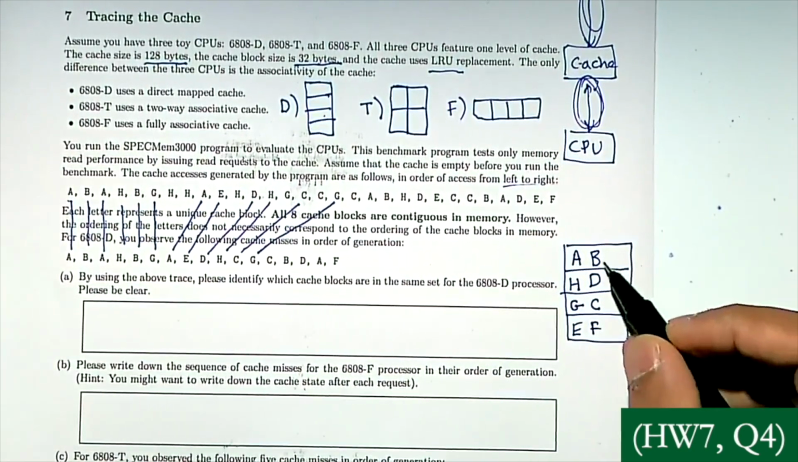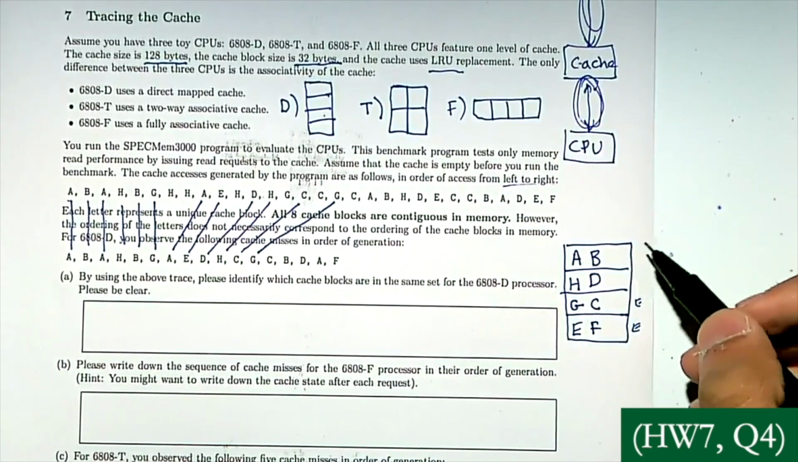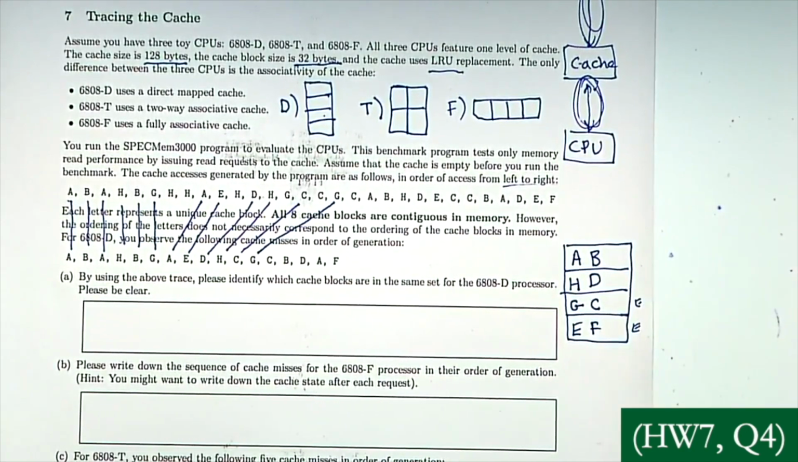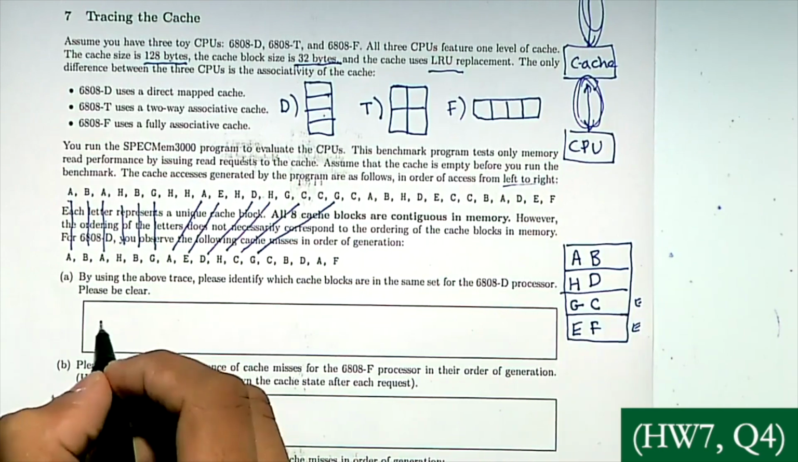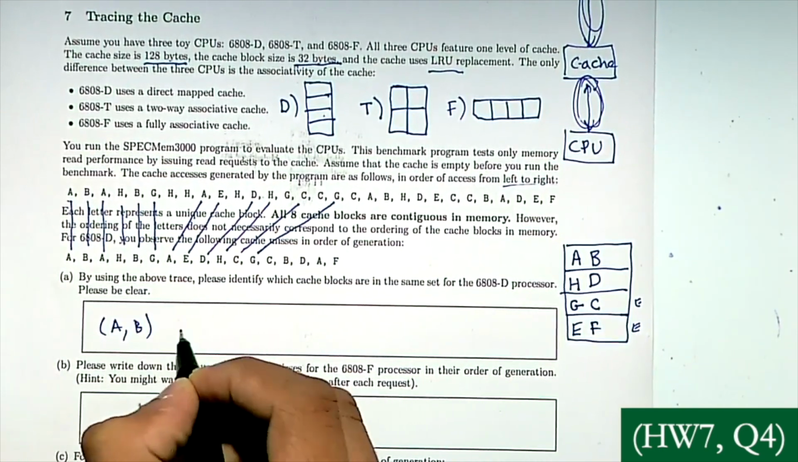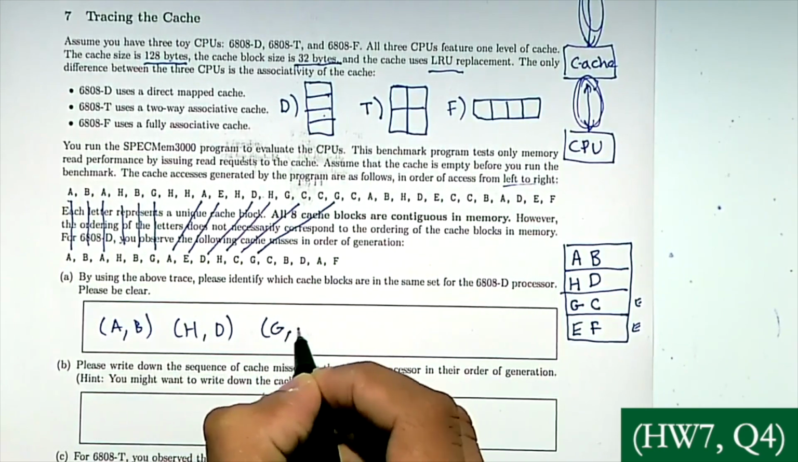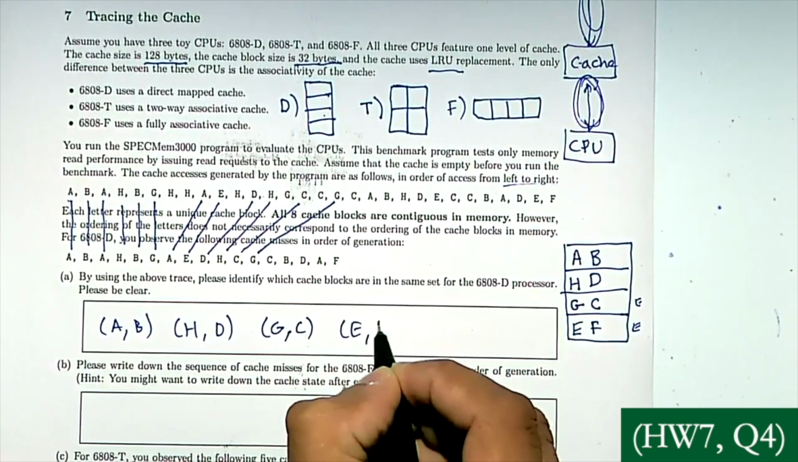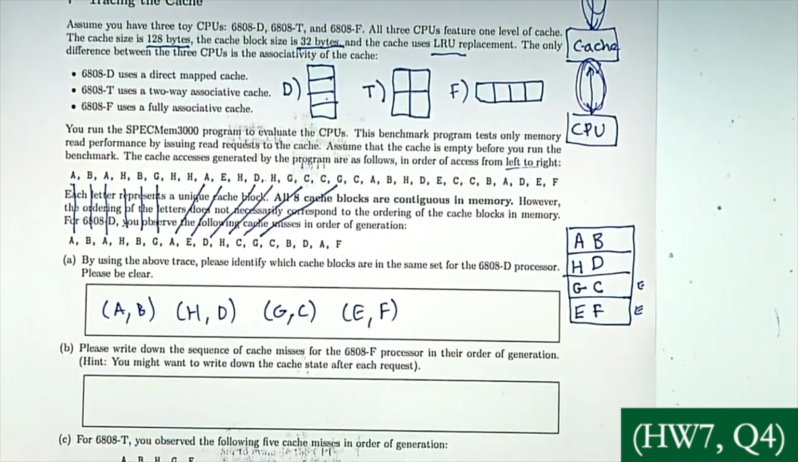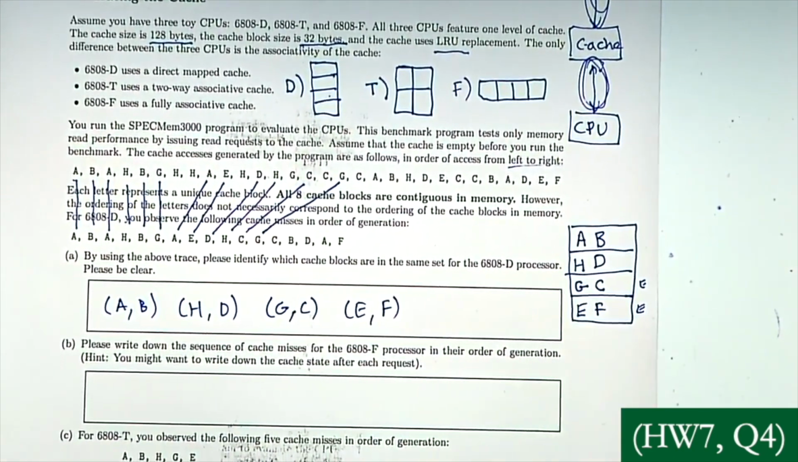So at this point, we know which cache blocks belong to the same set, right? And so this is our solution. We can say A and B belong together, H and D belong together, G and C, and then E and F. So we've solved part A at this point. Are there questions about this part before we move on to the next one?